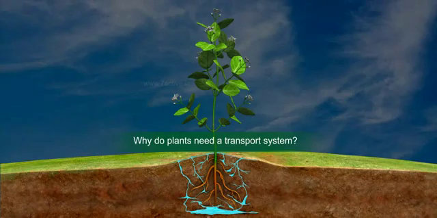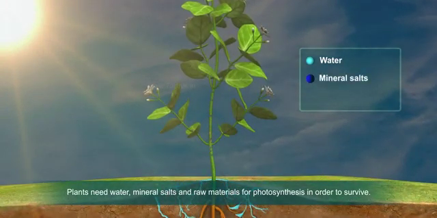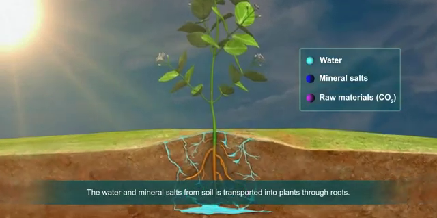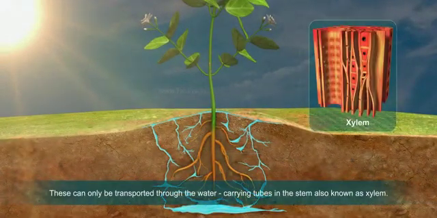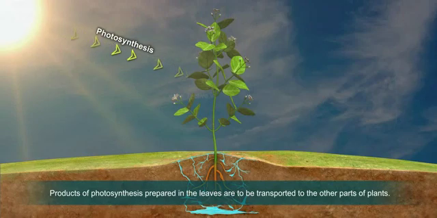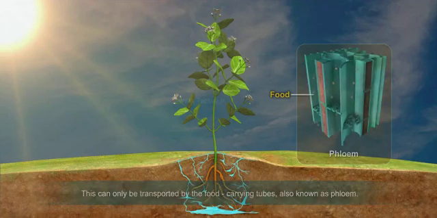Why do plants need a transport system? Plants need water, mineral salts, and raw materials for photosynthesis in order to survive. The water and mineral salts from soil are transported into plants through roots. These can only be transported through the water-carrying tubes in the stem, also known as xylem. Products of photosynthesis prepared in the leaves are to be transported to the other parts of plants. This can only be done by the food-carrying tubes, also known as phloem.